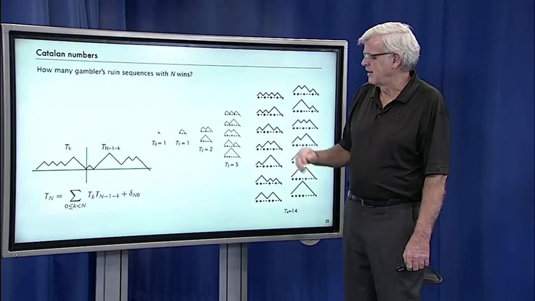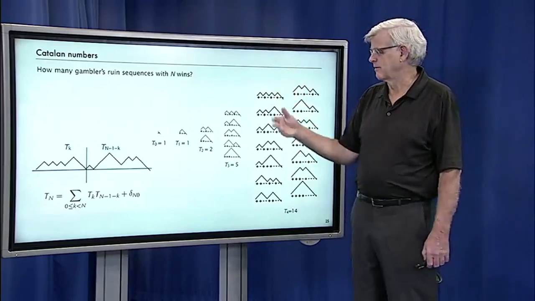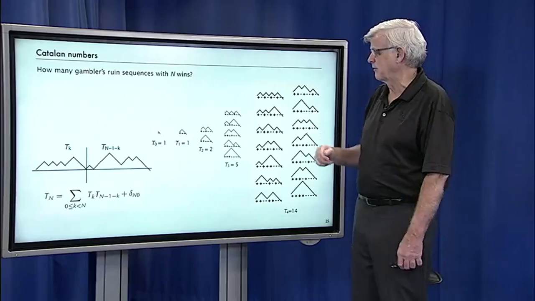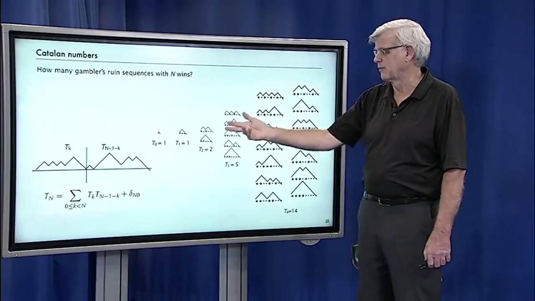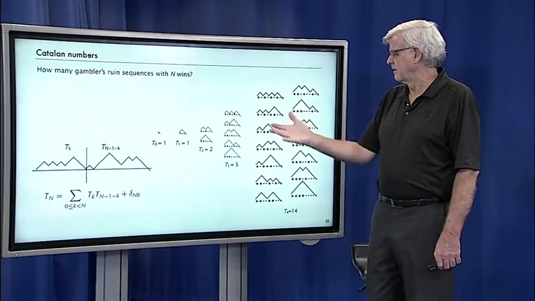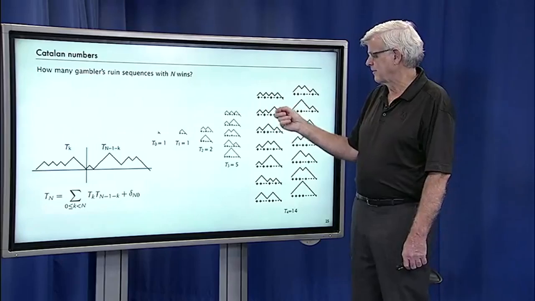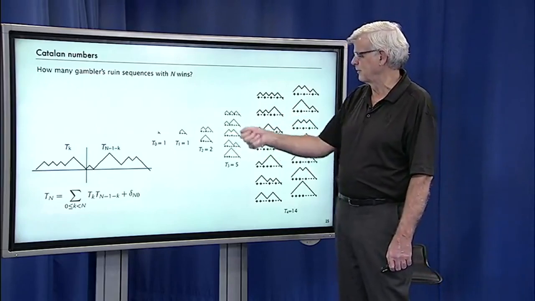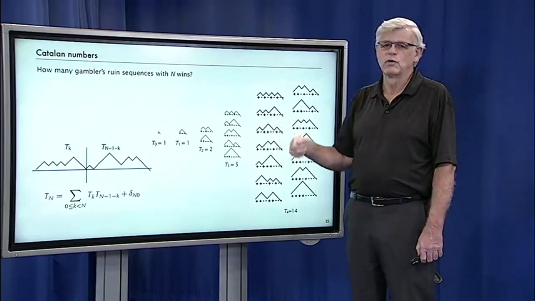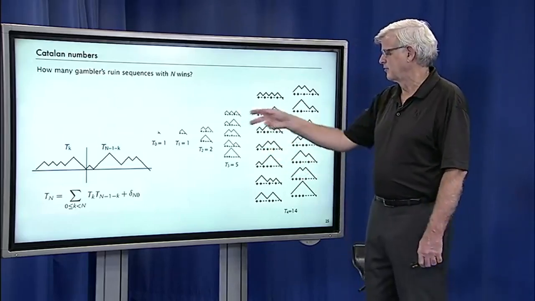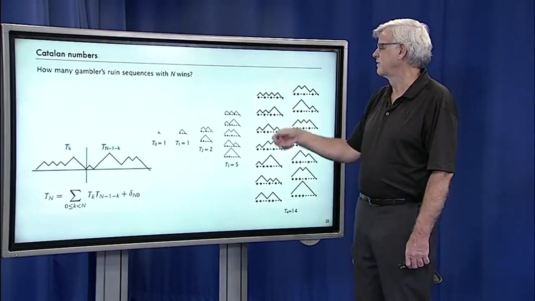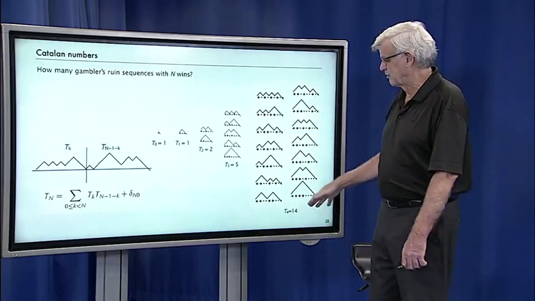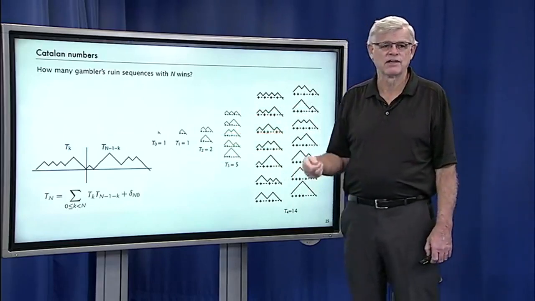And how many different ways are there for the gambler to do that with, say, n wins in the sequence? Well, there'll be n losses too. If you try out all the possibilities, it turns out that for 2 wins there are only 2 possibilities: you can win, lose, win, lose, or you can win 2 and then lose 2. And there are 5 different ways for 3 wins and 14 for 4 wins. It's the same sequence because it satisfies the same recurrence.